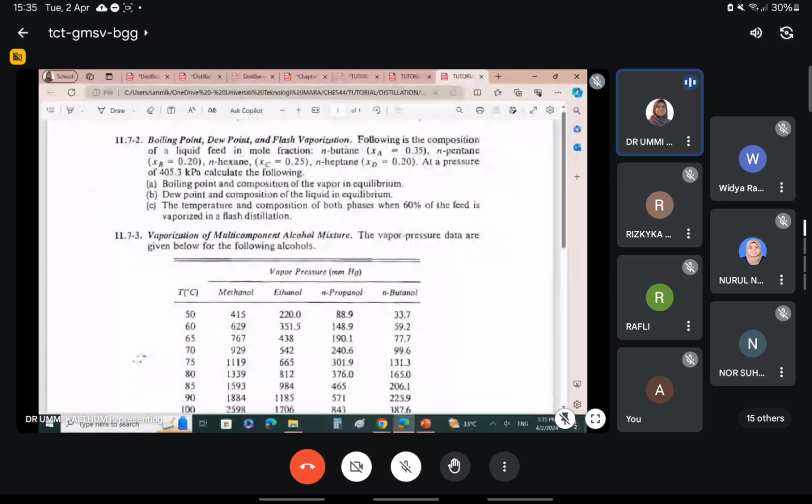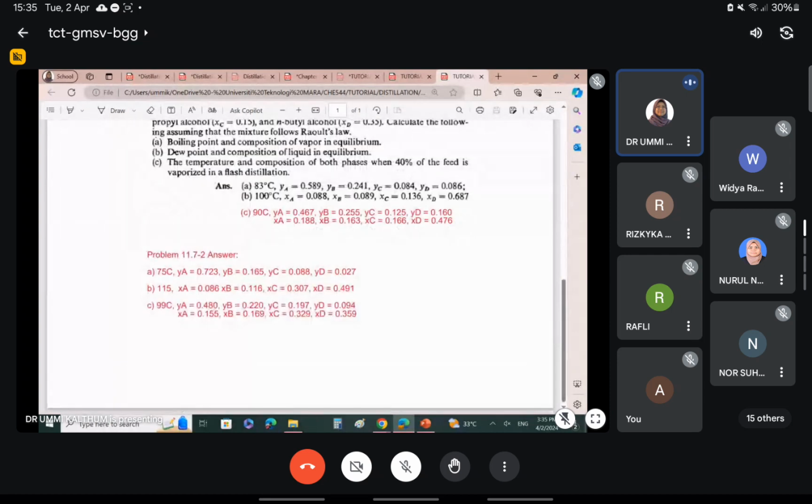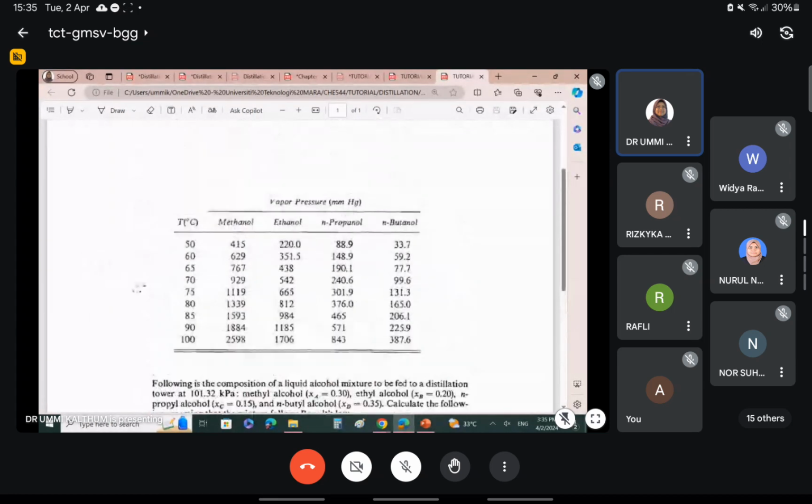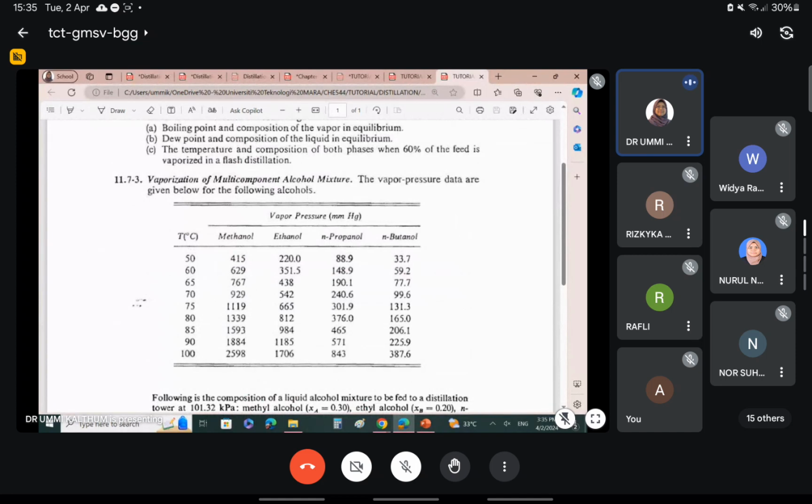Okay, saya suruh buat 11.7-3 kan? Ada dah buat? 11.7-3 ni, ethanol, propanol, butanol. Tu dia adalah ideal system or non-ideal system? Any answer? Ideal system or non-ideal? Widya? Boleh jawab?